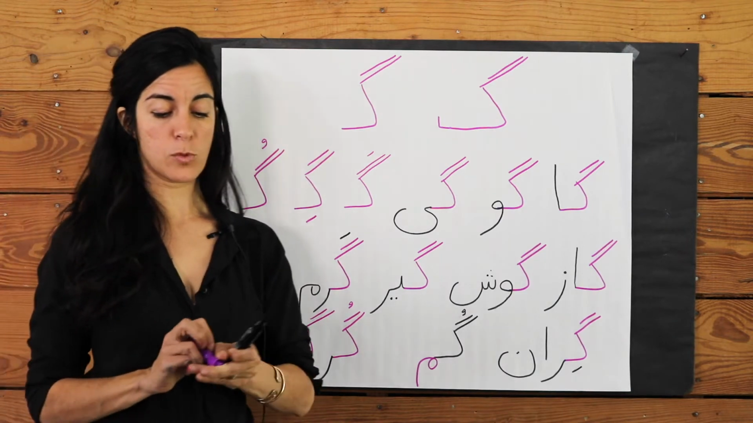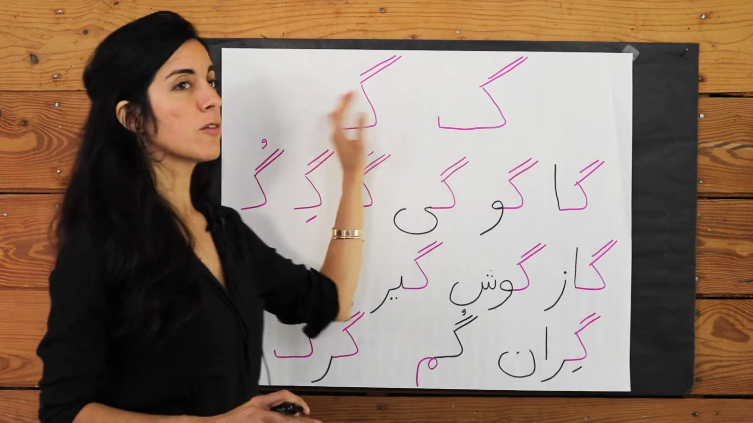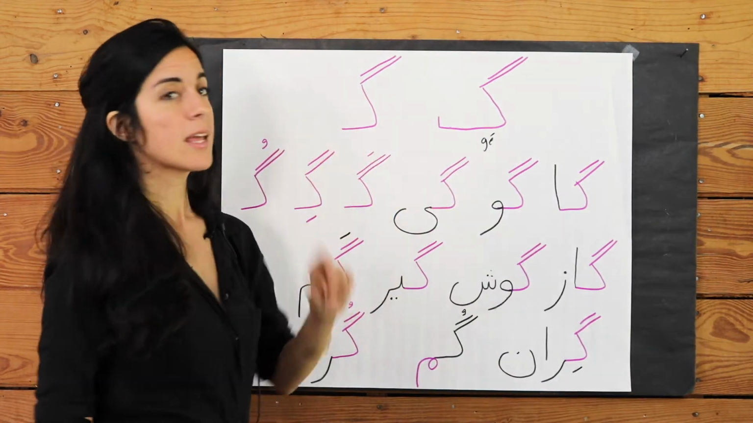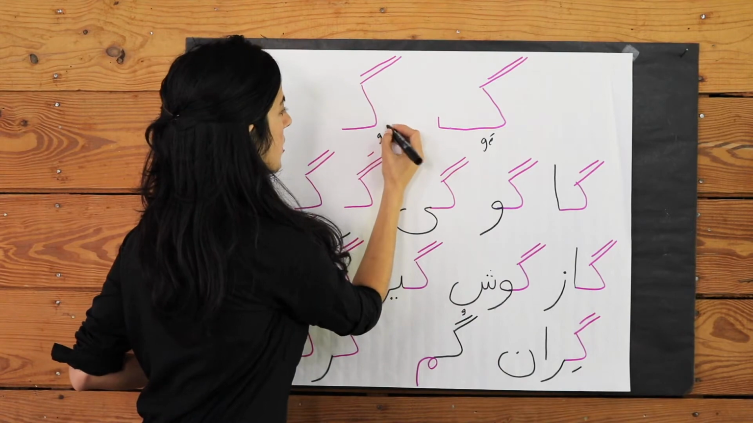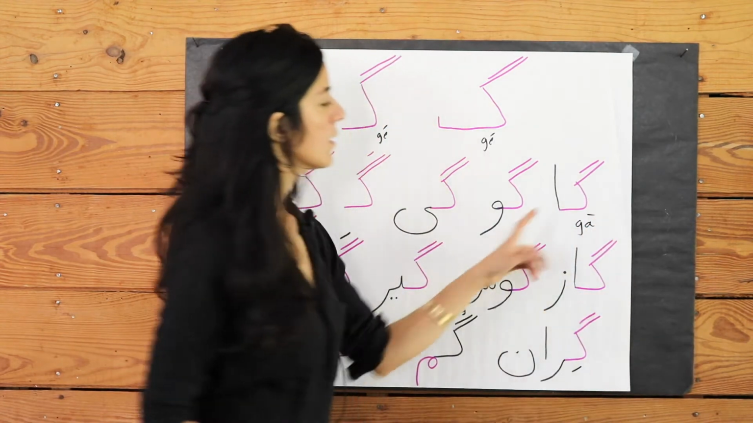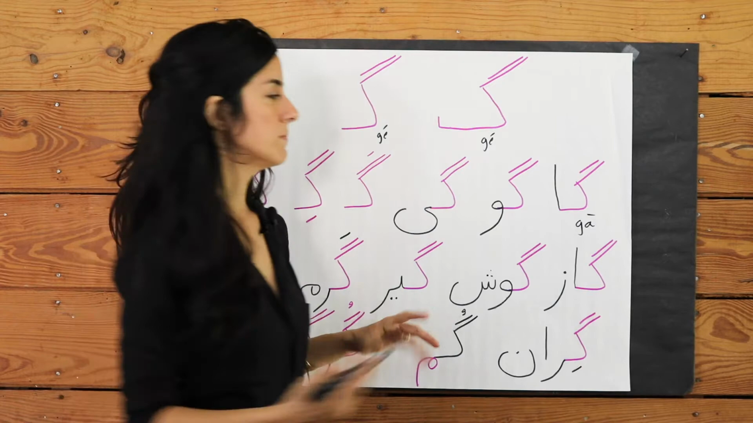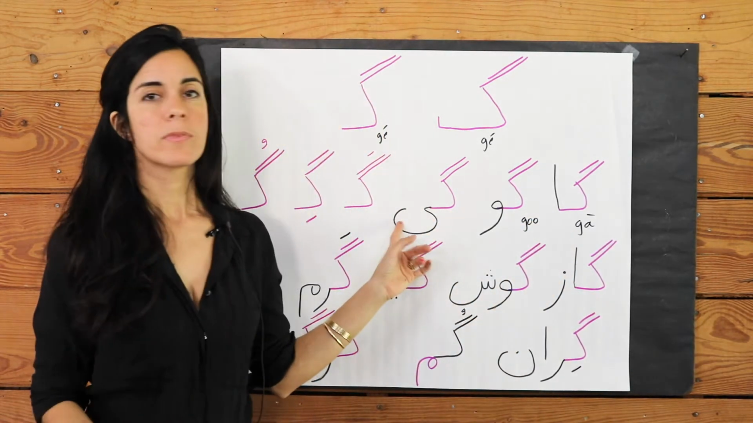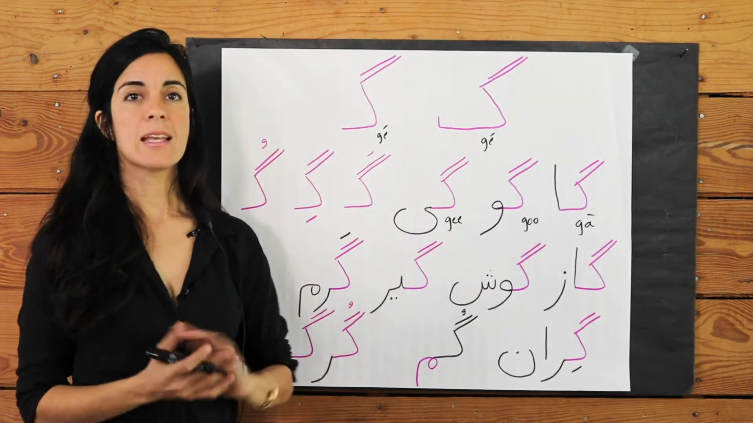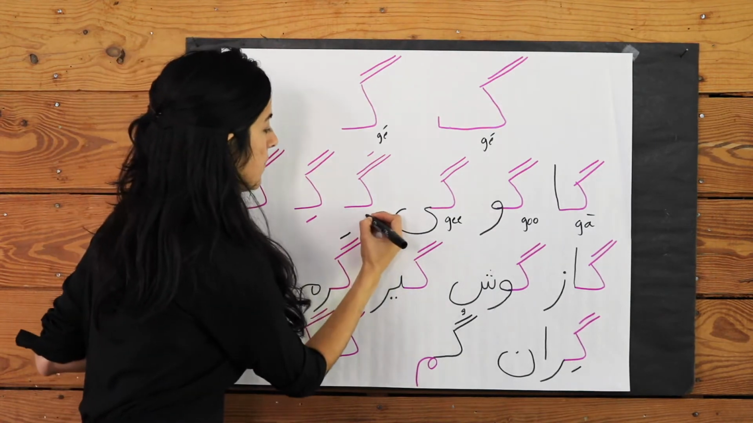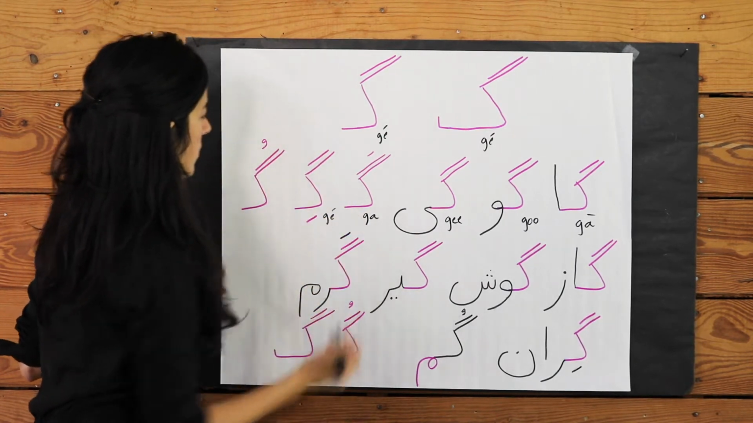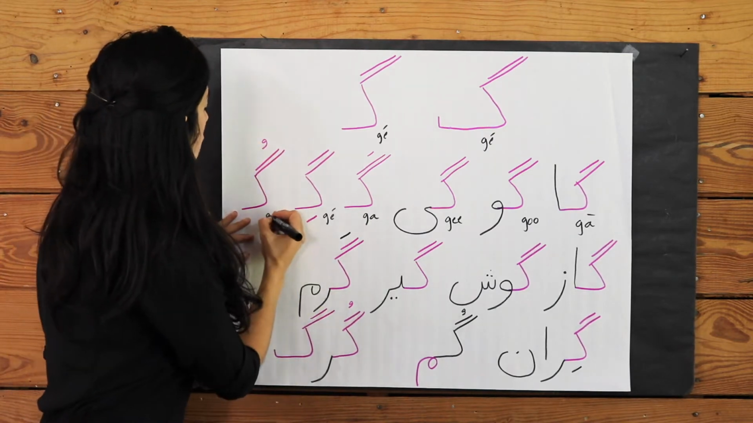So let's go over all these words together. First, our letter of the day is ge. And that's ge bozorg and ge koocheek. Ge with an a, ga. Ge with a u, goo. Ge with an e, gi. And ge with an a accent, ga. Ge with an e accent, ge. And ge with an o accent, go.